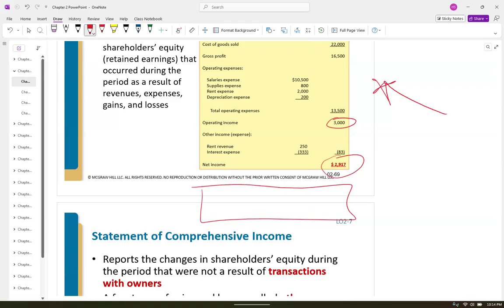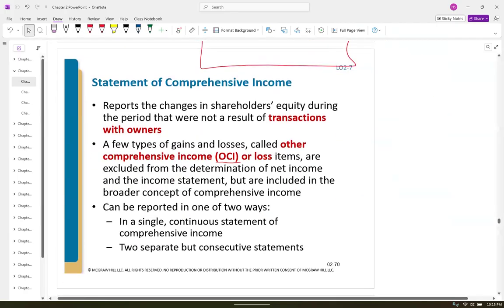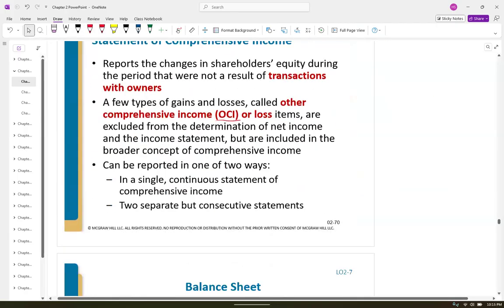One thing, don't get confused. They'll always ask you something about is net income included in comprehensive income? And it is, because the comprehensive income will start with net income. I remember that being a CPA question, so that's why I wanted to point that one out.